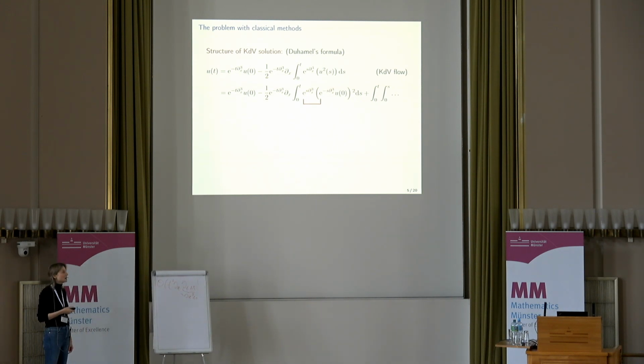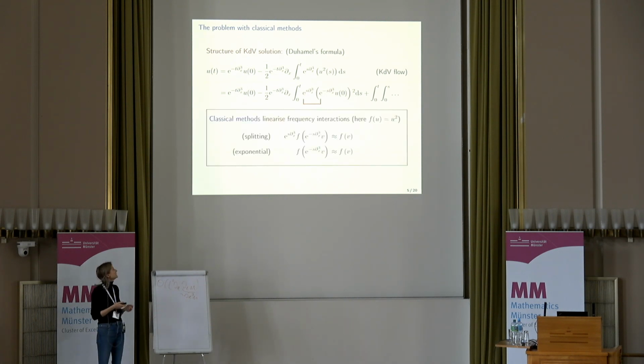And then if I iterate Duhamel's formula, what do I see? I see that the underlying structure of the KdV solution is driven by the nonlinear frequency interaction of exponential s dx cubed and exponential minus s dx cubed. This is just an iteration of Duhamel's formula. And now if I want to see how far my numerical scheme reproduces and stays close to the structure of the PDE solution, I have to see how far my numerical scheme embeds this nonlinear frequency interaction. And this is where we quite easily see why classical numerical methods fail, because classical numerical methods mostly come from linear ODE theory and are then applied to nonlinear PDEs. So from a frequency point of view, they linearize all these frequency interactions.